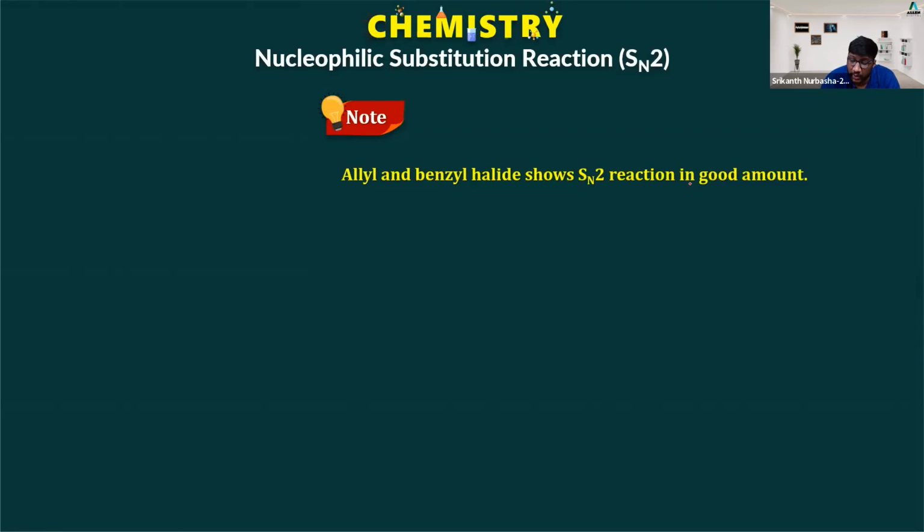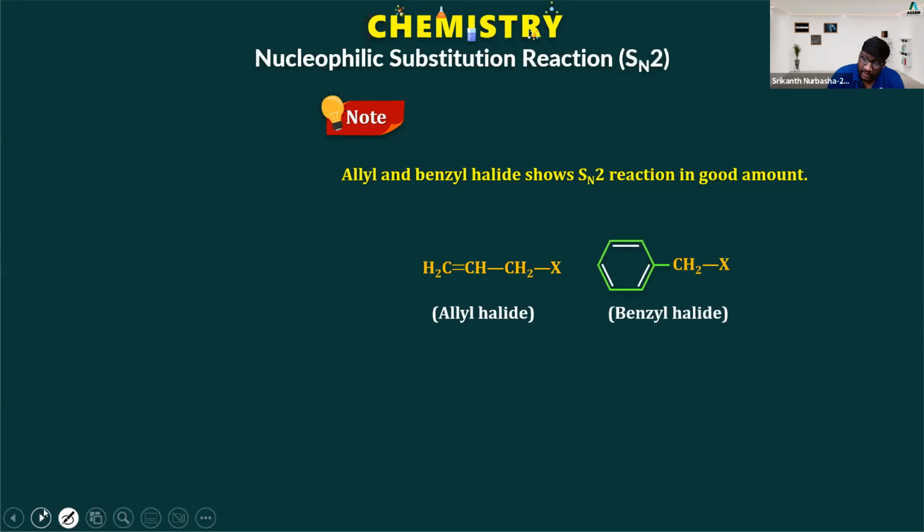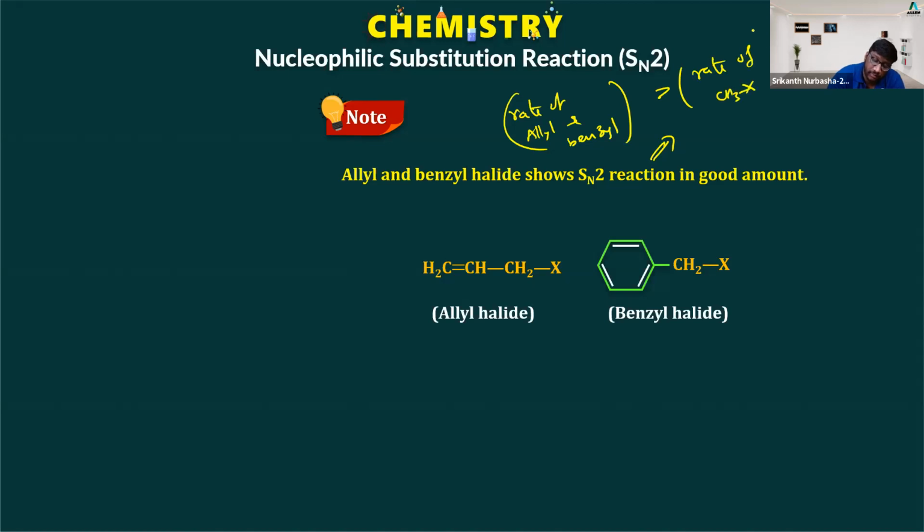Allyl and benzyl halides show SN2 reaction in good amount. Why? If you take CH2=CH-CH2X and benzyl C6H5CH2X, they show SN2 in a good amount. That means the rate of allyl and benzyl is greater than the rate of CH3X towards SN2. If you talk of SN2 reaction, methyl halide, due to very little steric repulsion, is going to undergo SN2 greatly. But here we are saying allyl and benzyl halides show SN2 in good amount, and if you compare, the rate of allyl and benzyl will be greater than CH3X.